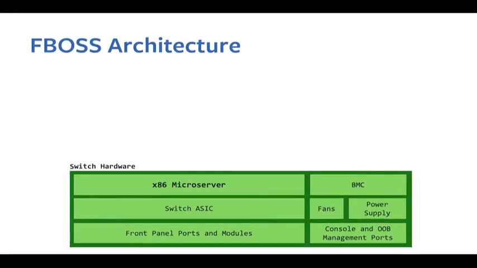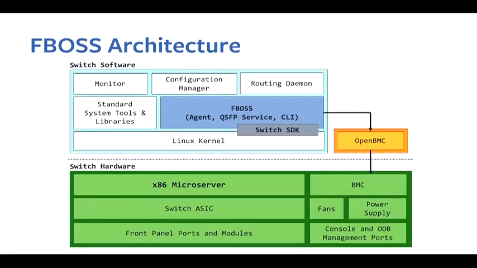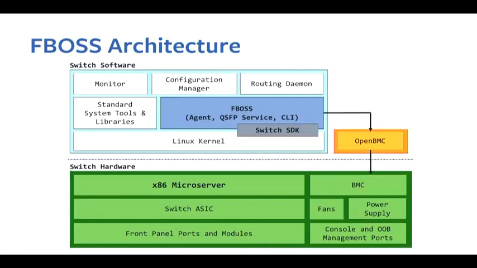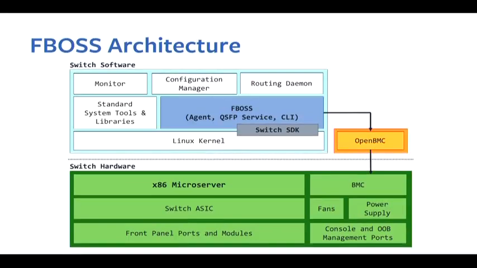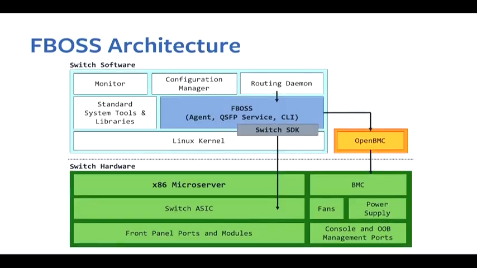Let's look at FBOSS in the context of a single switch. FBOSS runs in the x86 microserver within a switch. There are various pieces within the switch software, including software that performs monitoring, routing, and configuration, along with software that controls miscellaneous hardware, which we use OpenBMC for. FBOSS is one of these pieces of software, and it consists of an agent, a QSFP service, and a CLI process. One of the workflows of FBOSS, as mentioned in the previous slide, is to take the states, such as the routes, from the routing daemons and translate them into the ASIC states using the switch SDK provided by the switch ASIC vendors.